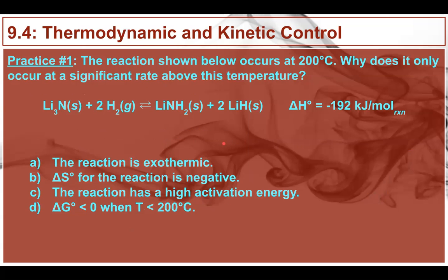Okay, so now let's get into a couple of questions. The reaction shown below occurs at 200 degrees Celsius. Why does it only occur at a significant rate above this temperature? Okay, so we've got lithium nitride and hydrogen reacting to form LiNH2 and LiH. The delta H of the reaction is negative 192 kilojoules per mole. So the change of enthalpy is negative. And that's usually a good sign for a thermodynamically favorable reaction.